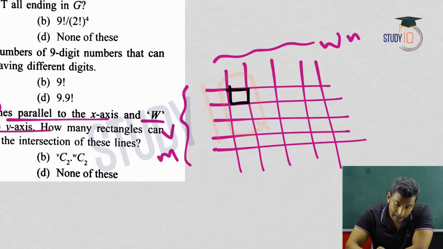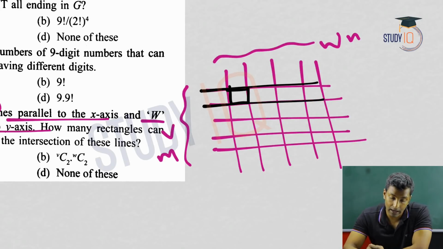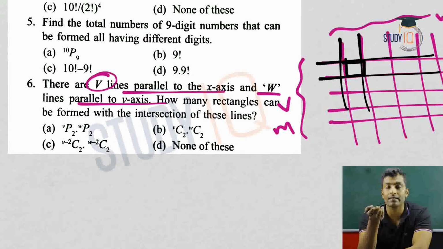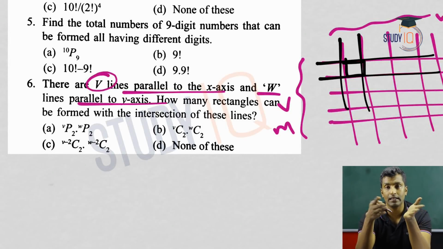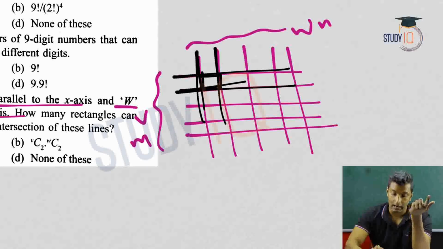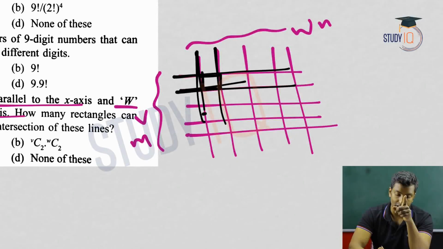So to make a rectangle, you need 2 lines from V, and you need 2 lines from W, right? So you need 2 lines which are parallel to X axis, and you need 2 lines which are parallel to Y axis, which are mutually perpendicular. These lines are anyway perpendicular. Then only you will get a rectangle, because the most important condition is it has to be 90 degrees.